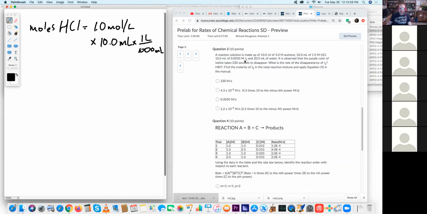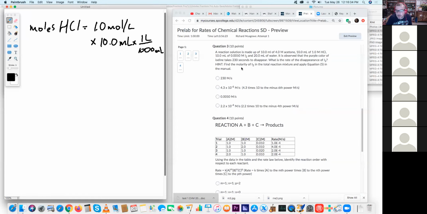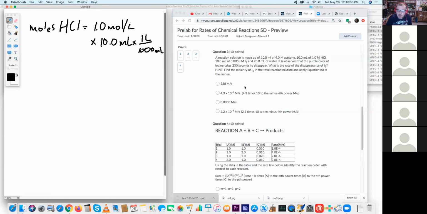So the rate that it disappears in is going to be equal to the concentration of I2 divided by 230 seconds, but it's the concentration of I2 in the reaction mixture. I'll tell you it's not this. That's not the concentration of I2. What you'll have to do is figure out how many moles of I2 there are based on what you've got here, and then divide that by the volume of the reaction mixture, which is 50 mL, converted to liters. And then you can divide that by 230, and that will give you the rate you're looking for. You'll notice the rate will be molar per second because you're dividing a concentration by seconds, by time.